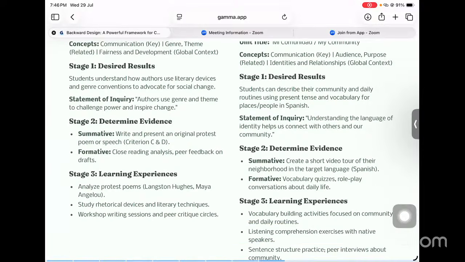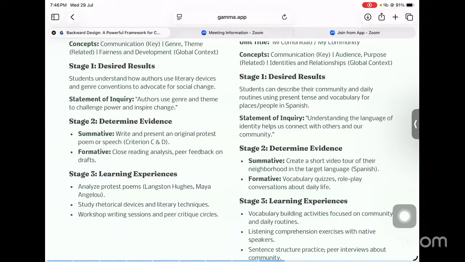Now, if this is my summative assessment and that is my learning objective, what should be my learning experiences? Now if I have to assess this, write and present an original protest poem or speech, or my formative assessment, giving them feedback would be based on close reading analysis. Then what should my learning experiences be? What should I teach in my class?